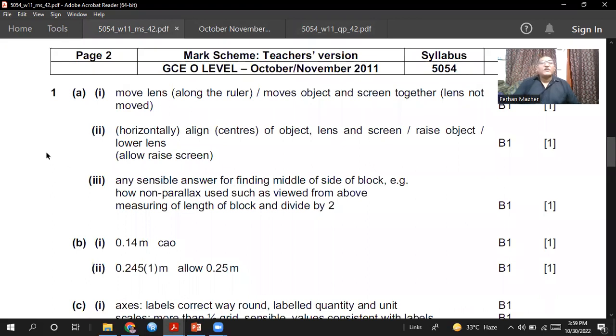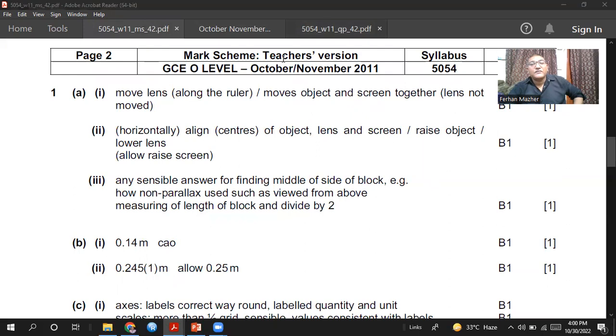The marking scheme of question 1, second part is also showing up on your screen. One method is to raise the object, lower the lens, or raise the screen. So these are some methods. This is the marking scheme.